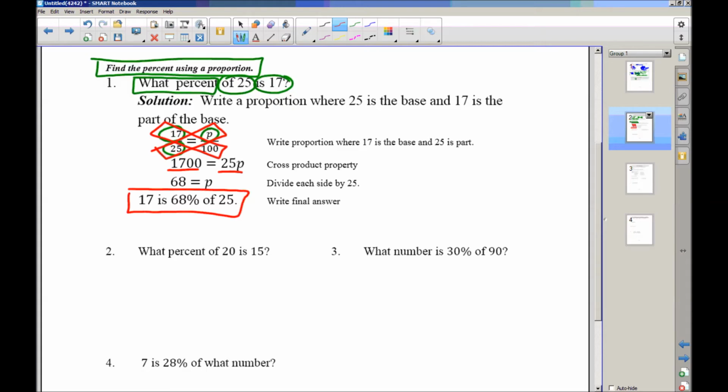You need to write a sentence answer. It's not hard to do. You just replace the parts that you know. So P% of 25 is 17. You could just say 68% of 25 is 17. Okay. All right, number 2.